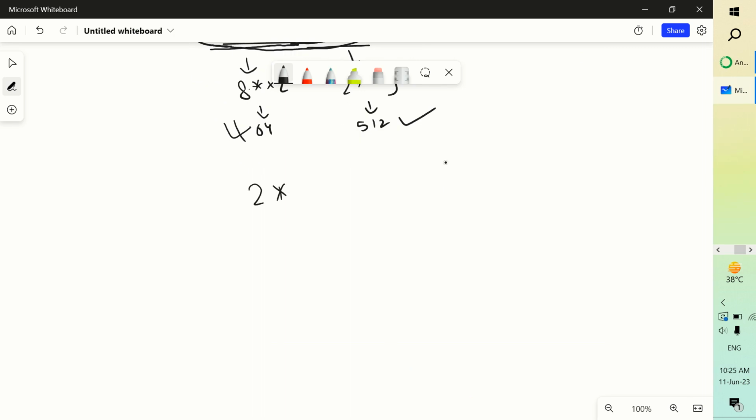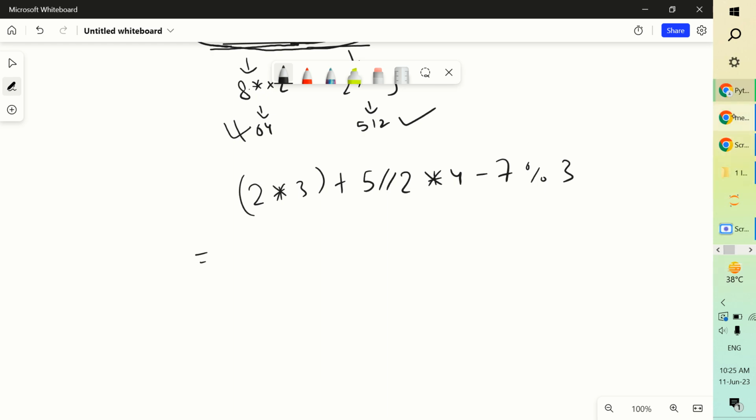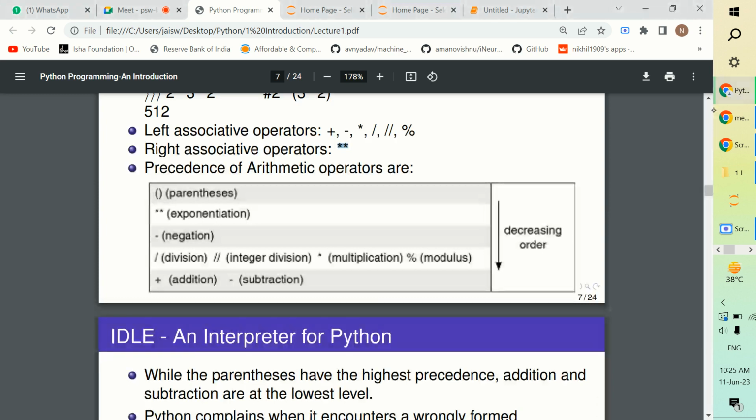If I have, let's say, minus of 2 into 3, plus 5 integer division 2 multiplied by 4 minus 7 modulo 3. Okay, so first of all, what we saw? We saw that first of all, the parenthesis will get solved.